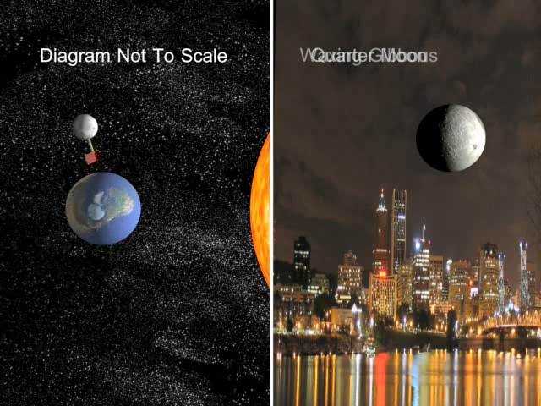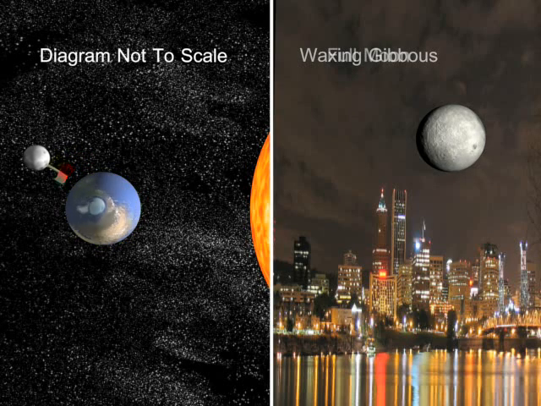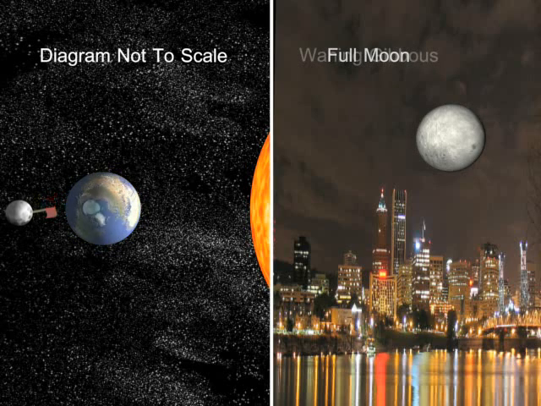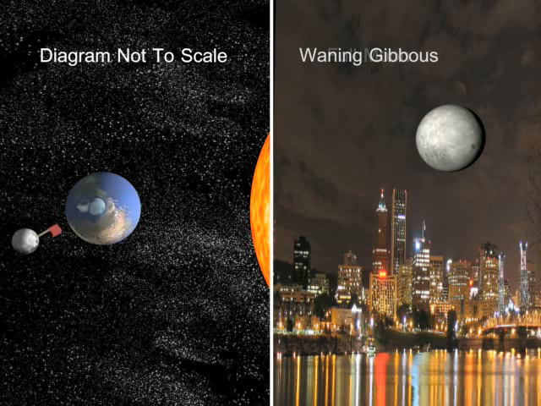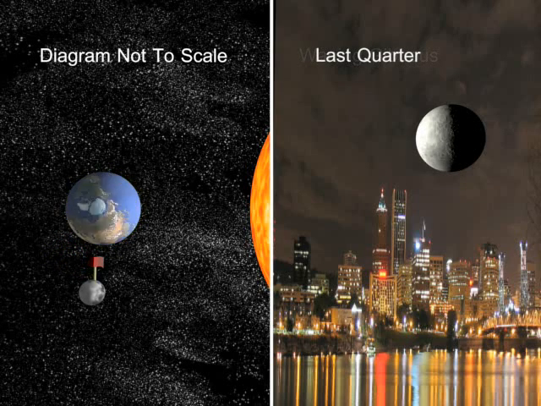Notice how the red flag on the moon is always facing the Earth. However, the side of the moon where the flag is located is not always facing the sun. As a result, the appearance of the moon from the Earth changes little by little as the moon revolves around the Earth. These changing shapes of the moon are called phases.